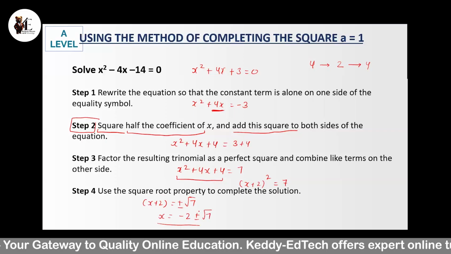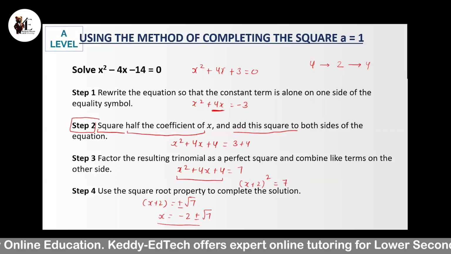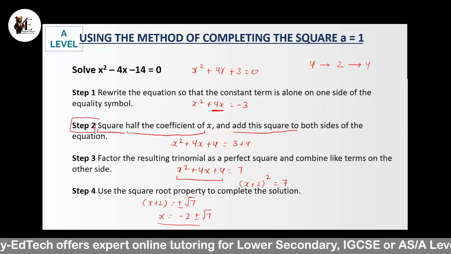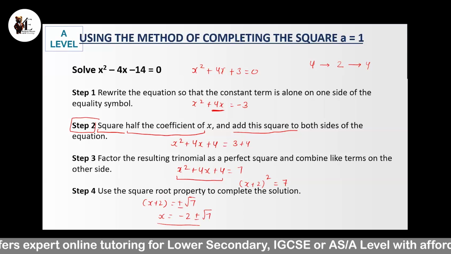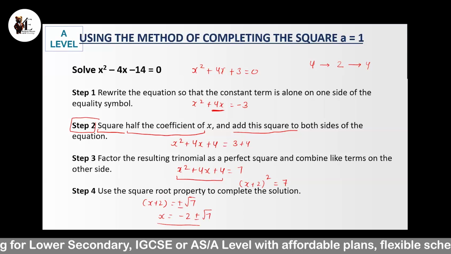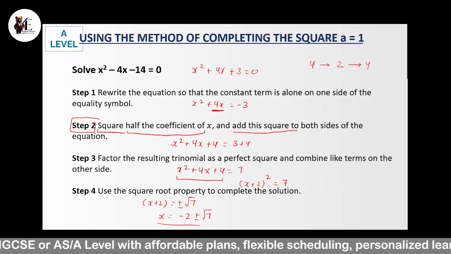We will do more questions. I'm doing one more question so that you can have better clarity with this method. So basically in the third step, you bring down the x squared, you bring down the 4x, and then you add the 3 plus square, 4. Yeah, okay.